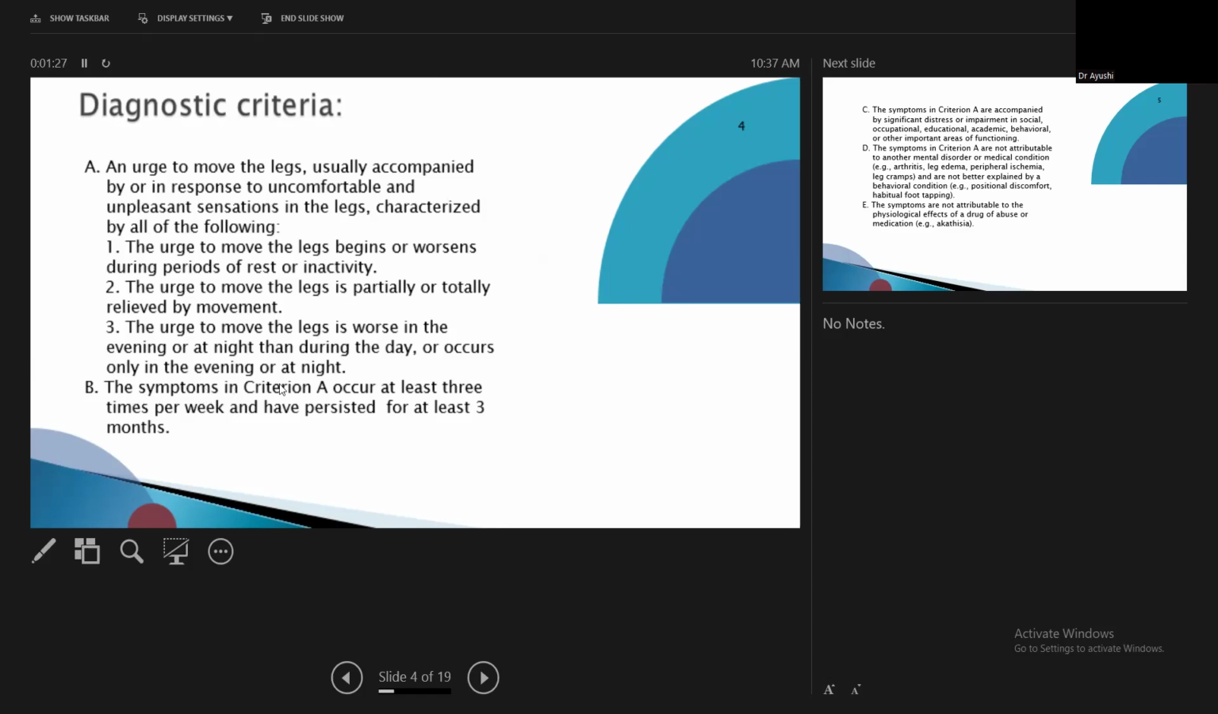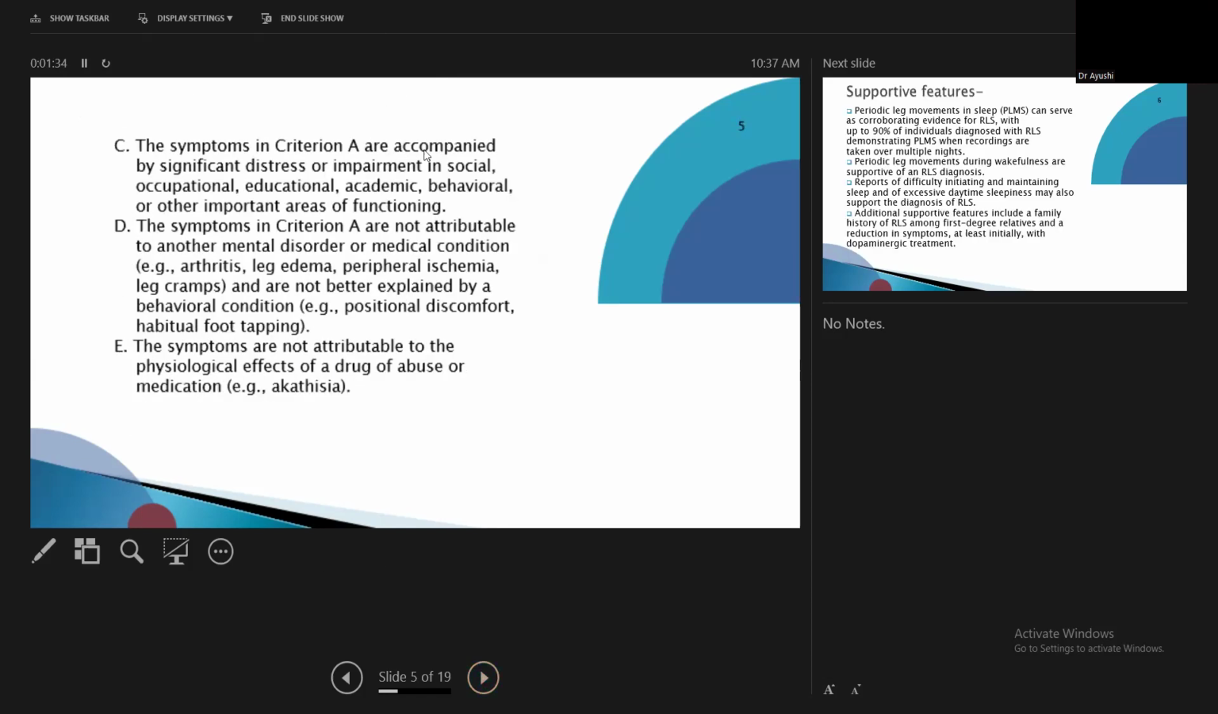Second, the symptoms in criterion A occur at least 3 times per week and have persisted for at least 3 months. The symptoms in criterion A are accompanied by significant distress or impairment in social, occupational, educational, academic, behavioral, or other important areas of functioning. The symptoms in criterion A are not attributable to any other mental disorder or medical condition like arthritis, leg edema, and are not better explained by a behavioral condition like positional discomfort, habitual foot tapping. And these symptoms are not attributable to physiological effects of a drug of abuse or medication.